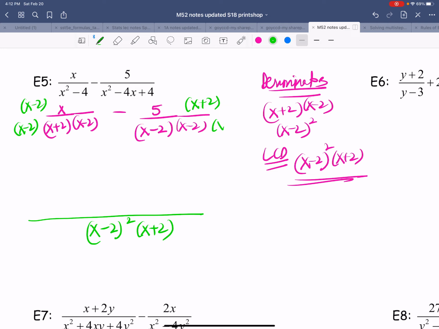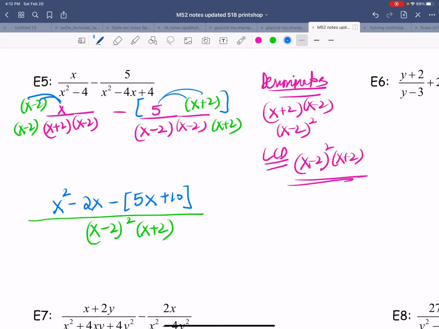Second fraction does need to be multiplied with x plus 2 and x plus 2. Again, extra word of caution, because I have the negative sign, I'm going to put the brackets to make sure the negative gets distributed to everything that comes after. Now it is time to simplify, and I'm going to go ahead and distribute the x in here. X times x is x squared minus 2x. And then I have minus, in parentheses, 5x plus 10.